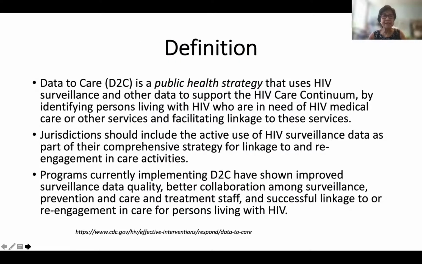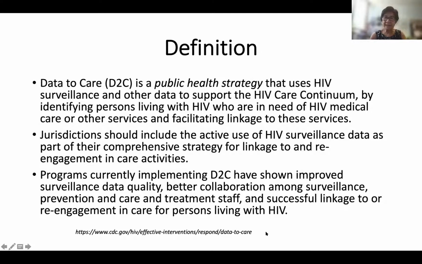So what is data to care? Well, the definition, and this comes from the cdc.gov website, is that it's a public health strategy. So it's definitely based in our public health partners. It uses HIV surveillance and other data to support the HIV care continuum, and can be used to identify persons living with HIV who need HIV medical care or other services and facilitate linkage to these services.